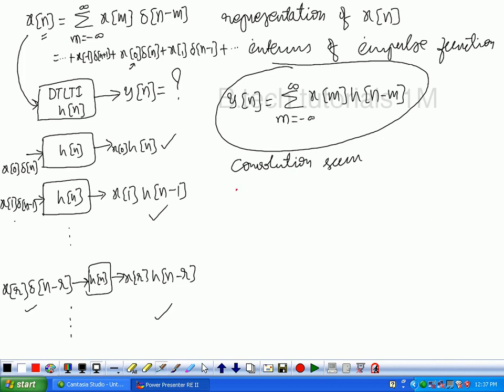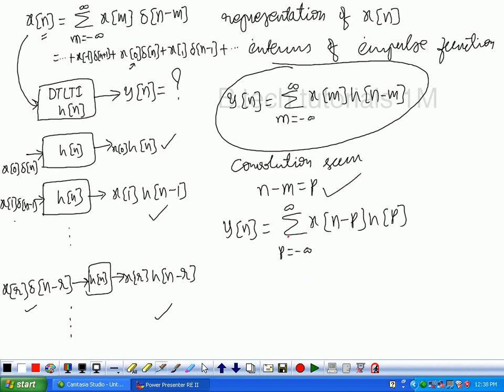So here, if you replace n minus m equivalent to p in the above equation, then this y of n is equivalent to sigma p equivalent to minus infinity to plus infinity. Here how much you will get? x of m is p minus n, and m is n minus p, and x of n minus h of p. Is it right?